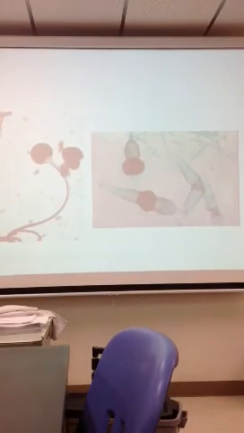Which one is the asexual form? Left side or right? Actually, this one's the asexual form, okay? What do we call that structure? It's called a sporangia, right? Sporangia, okay? So this one is Rhizopus. Sporangia. Okay.